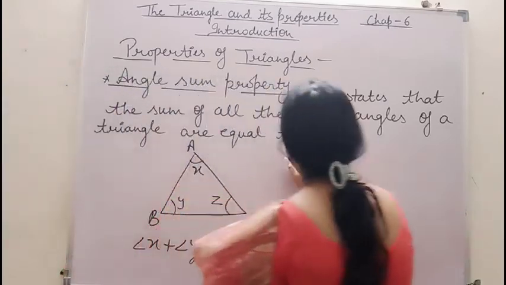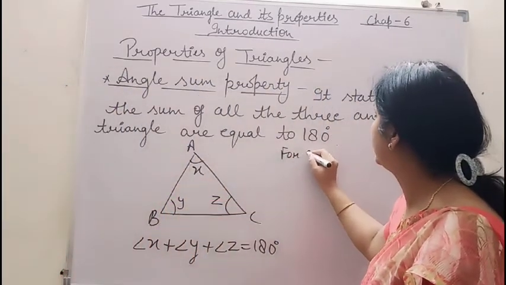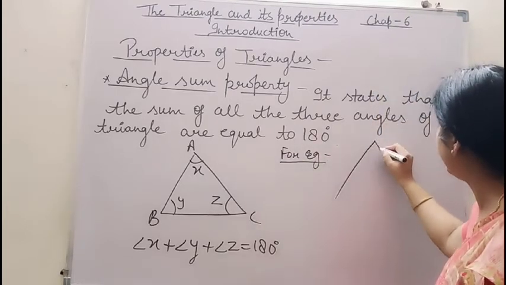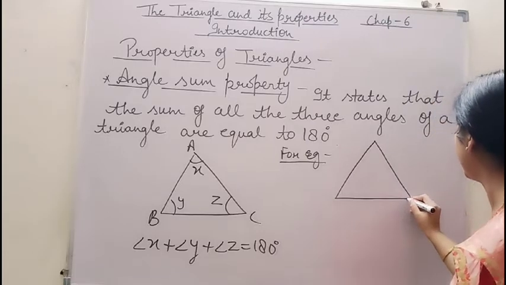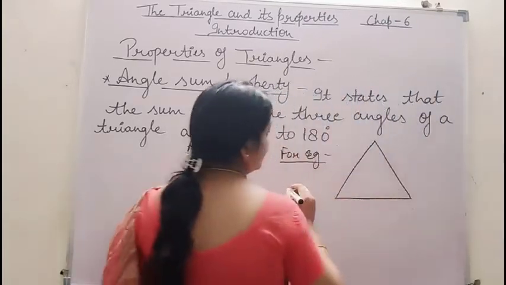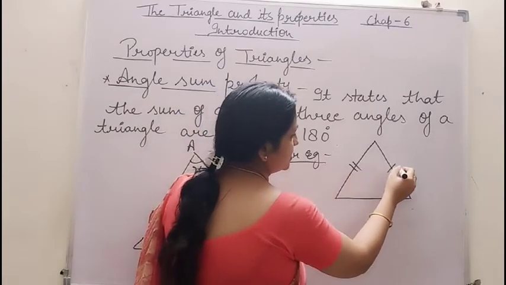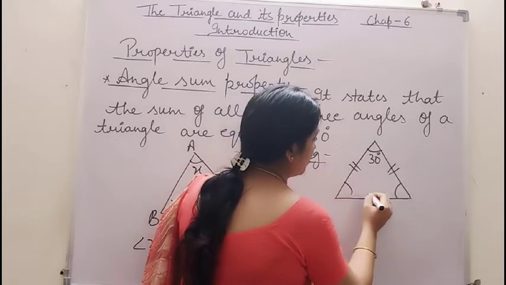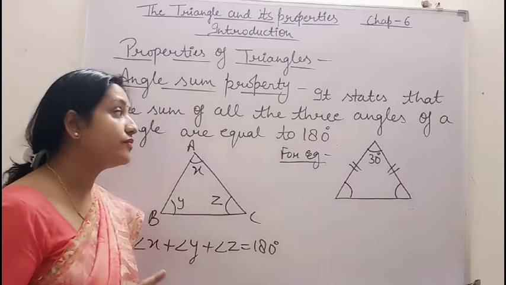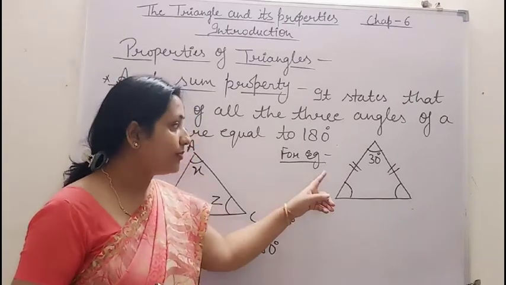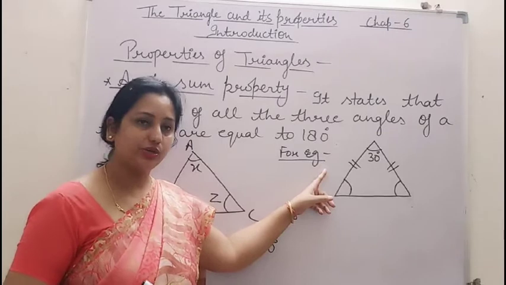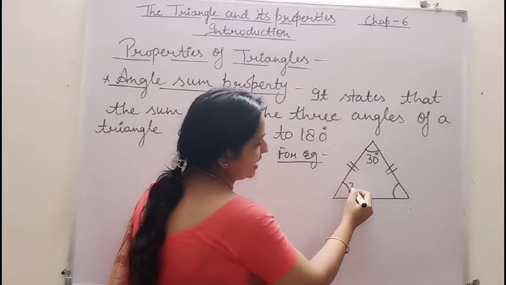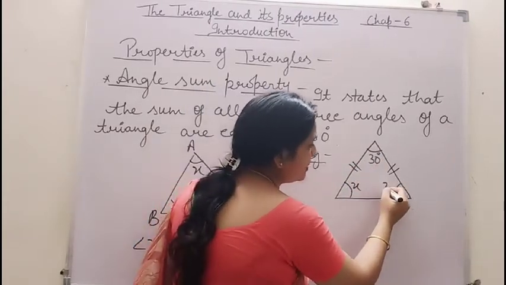So let's do one example. Suppose this is an isosceles triangle. We know that in an isosceles triangle two sides are equal. Suppose this side is equal to this one and this angle is given. Now according to the question, find out the value of these two angles. We know that in an isosceles triangle, the angles opposite the equal sides are equal. So these two angles are equal. Suppose this angle is x. So this angle is also x.